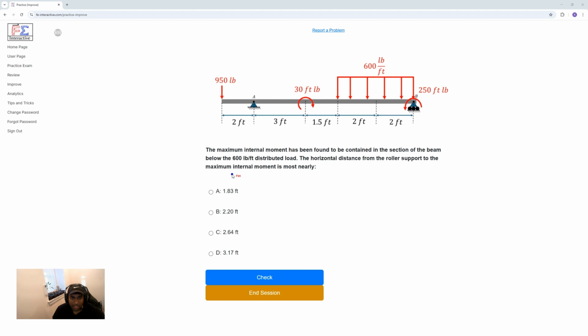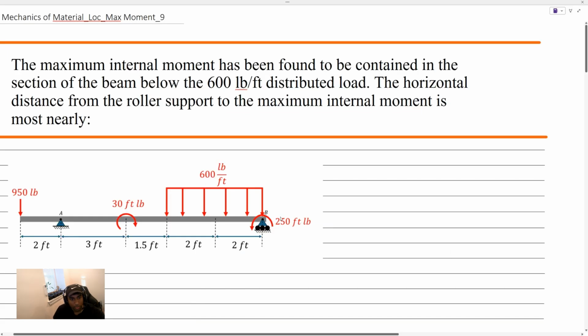It says the maximum internal moment has been found to be contained in the section of the beam below the 600 pound per foot distributed load. That's this load right here. The horizontal distance from the roller support to the maximum internal moment is most nearly. All right, transferring this to a clean sheet of paper.